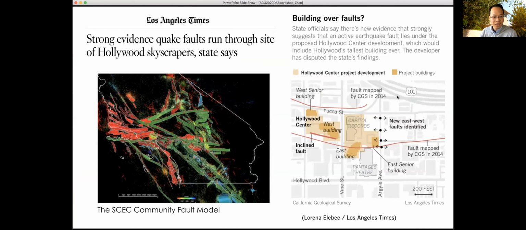Another example: you would imagine that in Southern California, one of the best studied regions, we would know where the faults are, but that's actually not the case. This is a recent Los Angeles Times article about a multi-million-dollar lawsuit between the California Geological Survey and a building development company about where the faults are in downtown Hollywood, and whether they can build a high-rise building in that region.